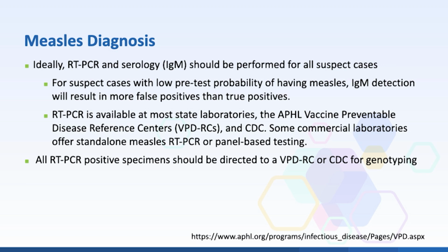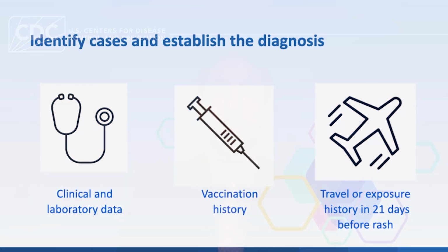RT-PCR is available in most state laboratories, at the VPD reference centers, and the CDC. Some commercial laboratories offer standalone measles RT-PCR or inclusion of measles in panel-based testing. However, CDC recommends that providers coordinate measles testing through their state or local public health agency. All RT-PCR positive specimens should be directed to a VPD reference center or CDC for genotyping. A link to the VPD reference centers is at the bottom of the slide. CDC epidemiology and laboratory teams are available for consultation to help with measles diagnosis if needed.